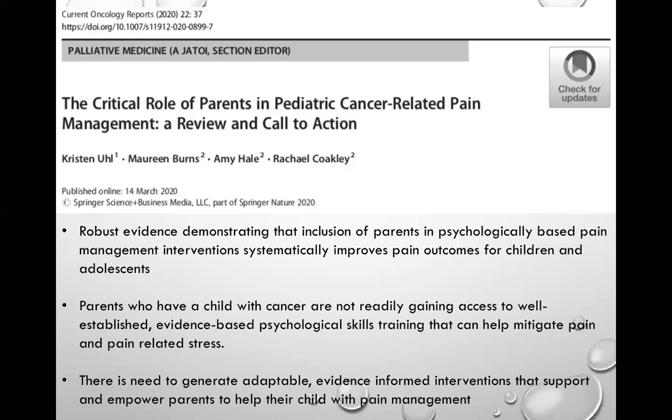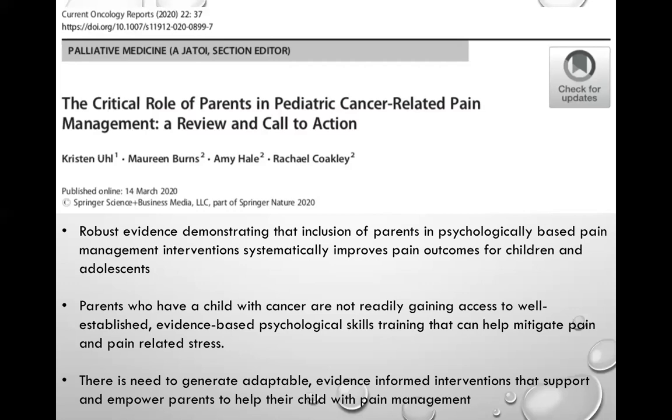Therefore, there is a need to generate adaptable, evidence-informed interventions that support and empower parents to help their child with pain management. It's the use of psychologically based management. This also helps in managing the distress of the parents as well as the distress of the child, because there's literature showing that parents who have children who are undergoing cancer treatment, who are admitted in the hospital or who have cancer pain, it also impacts the behaviors of the parents.